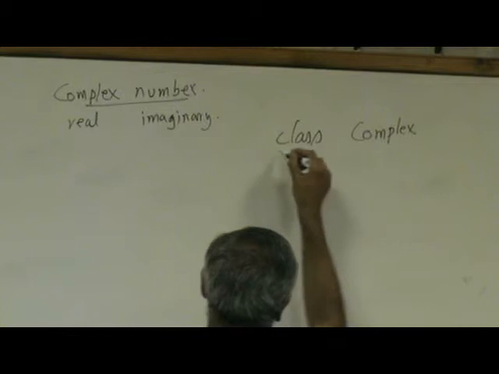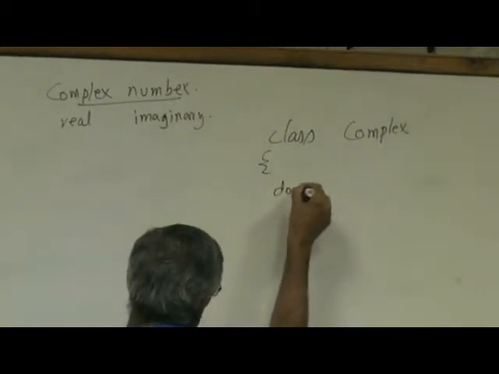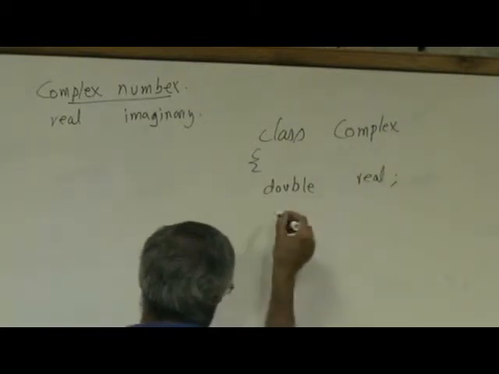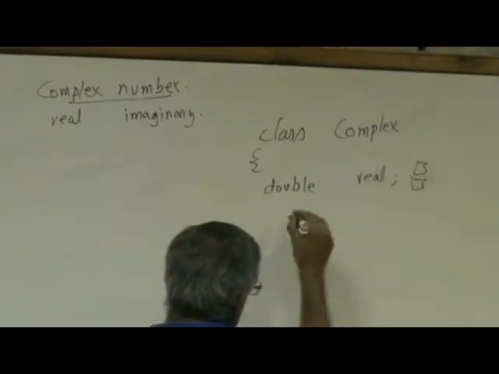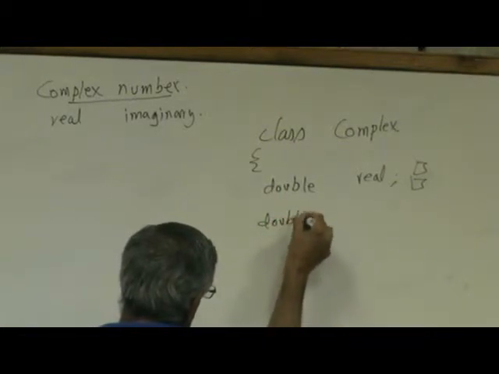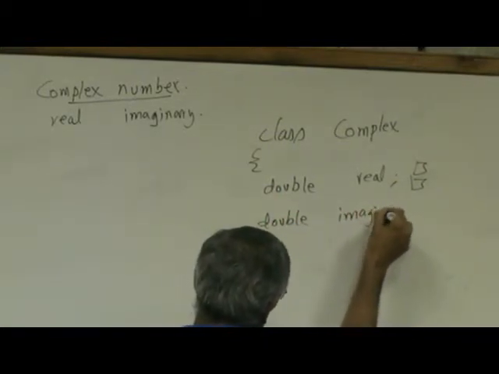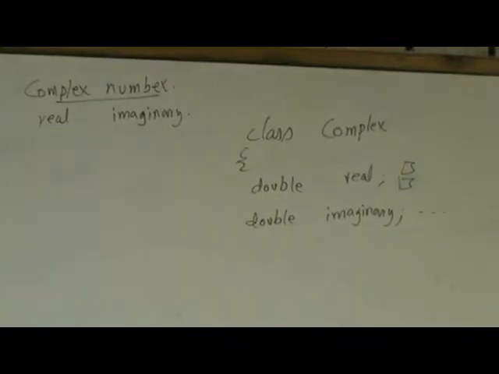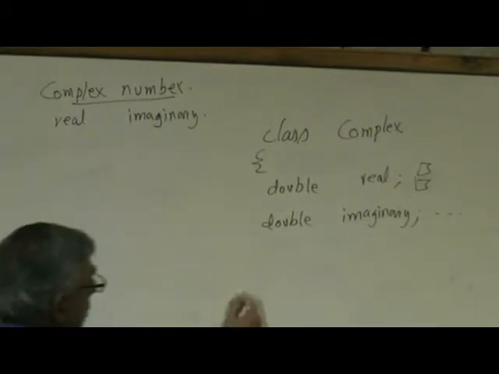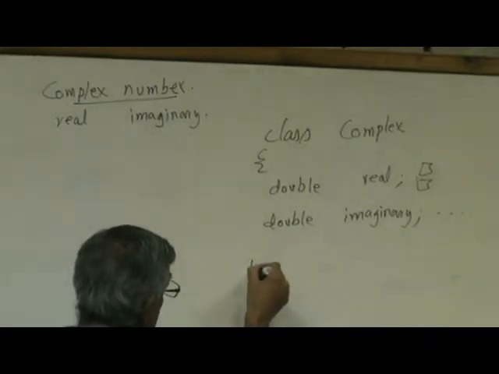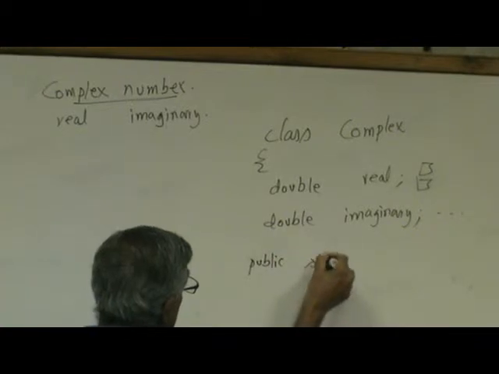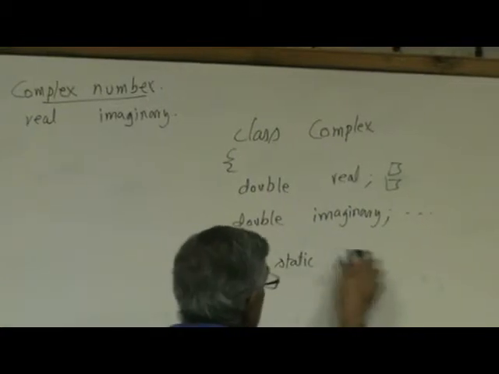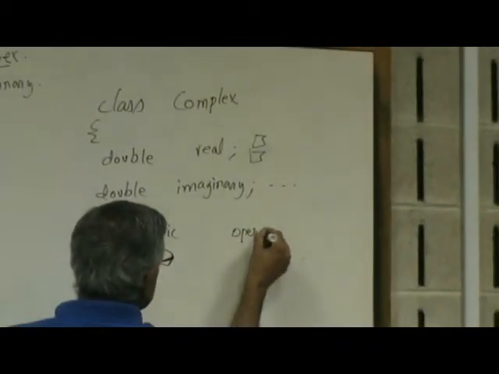Let's say you will create a class called complex. You will declare double, let's say real, and the corresponding get set, okay? Double imaginary, and the corresponding get set, whatever that is, right? Okay, now what you will do is you will say public static operator plus.